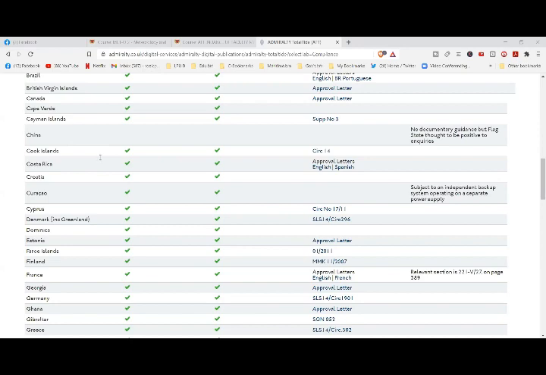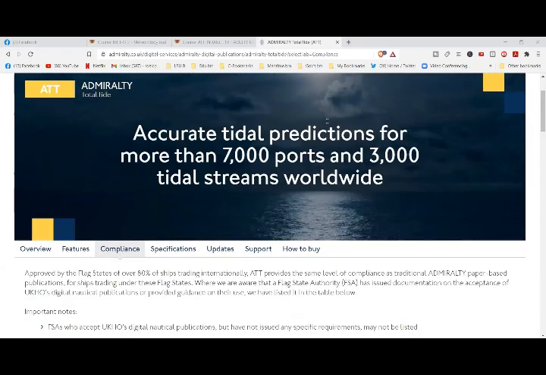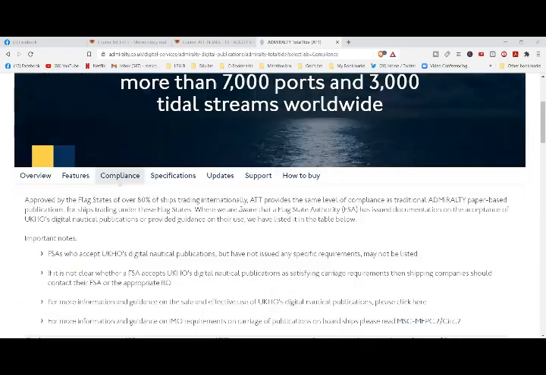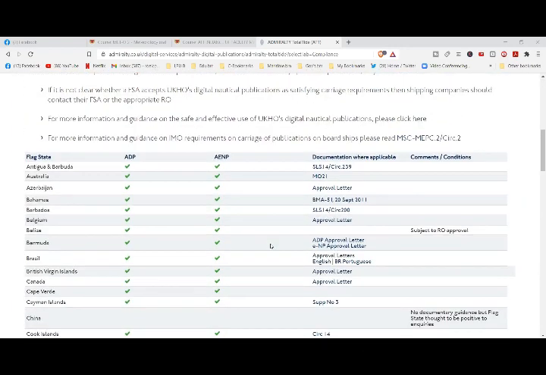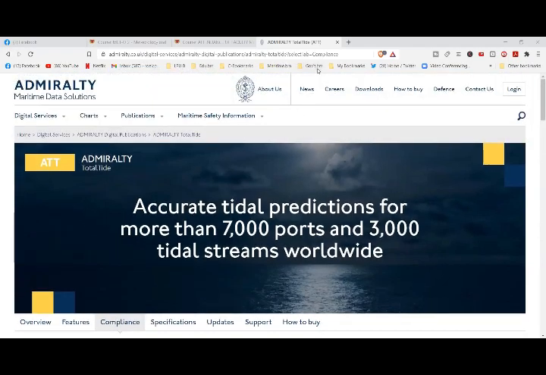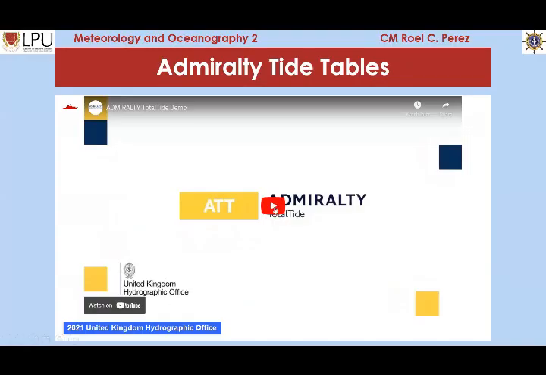Okay, so those are the list. So you know where to go if you like to know what country approve or not. So I will stop this. So this is the Admiralty Total Tide demo.